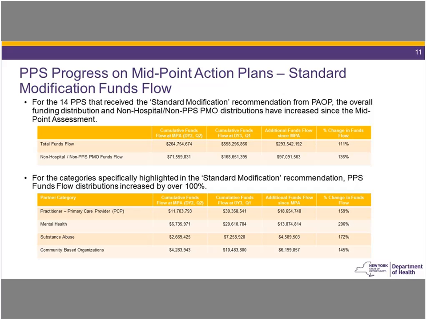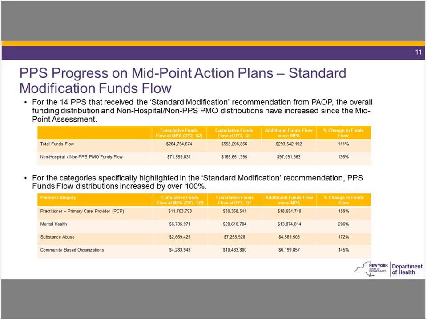And in just 3 quarters after the midpoint assessment, after the PAOP meeting, we've really seen significant increases in the amount of dollars coming out, due in large part to the feedback PPSs were getting through the midpoint, through the PAOP meetings. So then just continuing down to the bottom of the slide, again, isolating and focusing on those 4 partner categories that were highlighted in the white paper standard modification recommendation. Again, we see consistent, significant jumps in terms of percentage and dollars that were distributed.